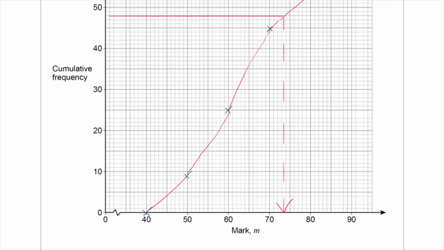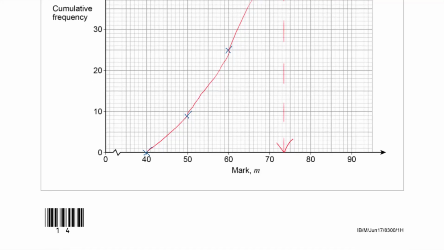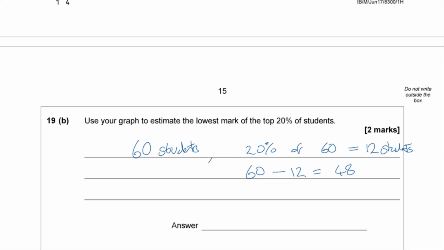So it's there, isn't it? So what's that on my graph? That is about 74 or 73 and a half. So I'm going to round that up to 74, I think. So use your graph to estimate the lowest mark of the top 20% of students. It's about 74.